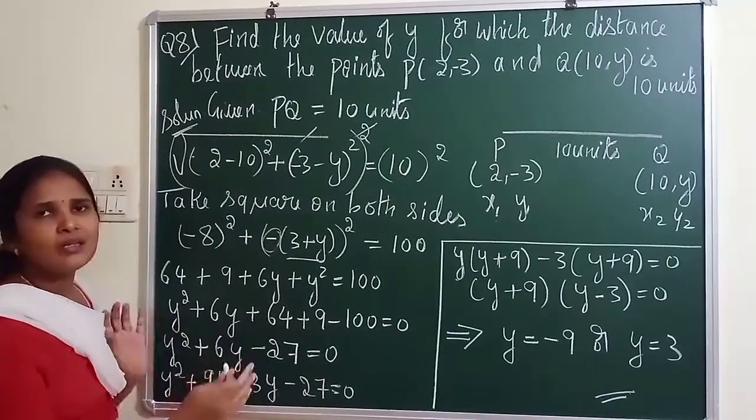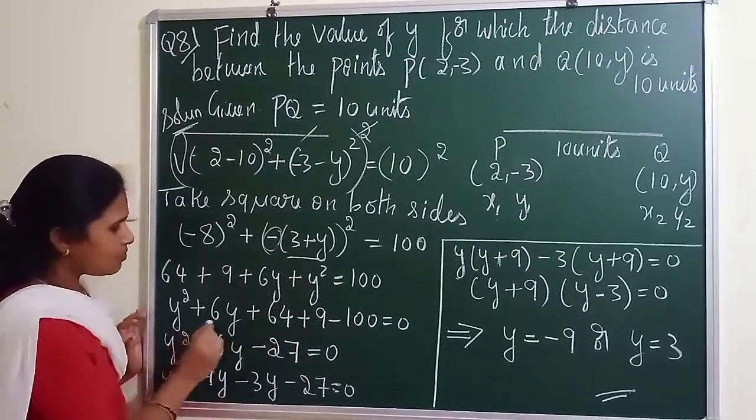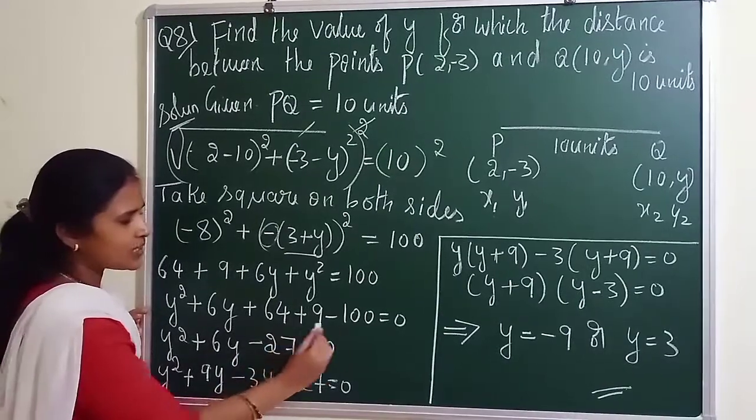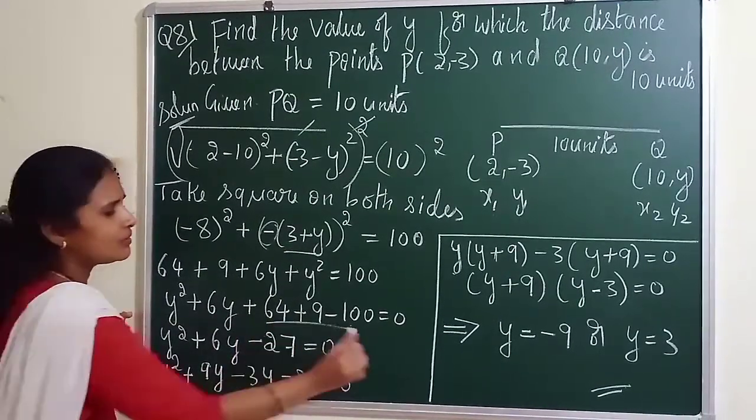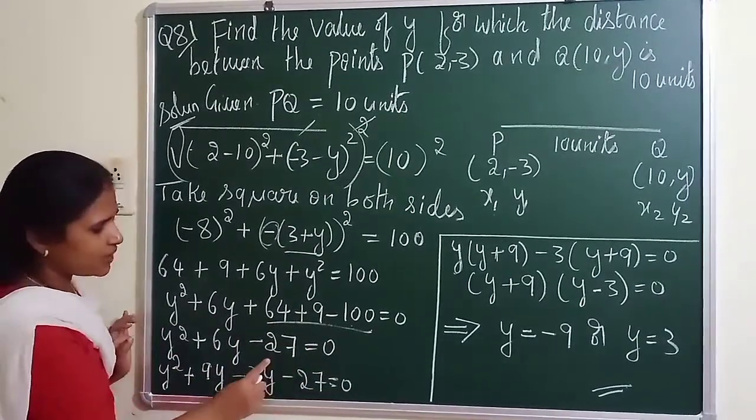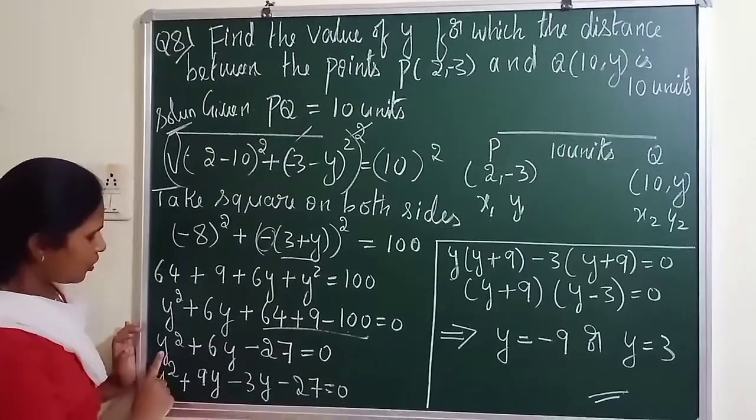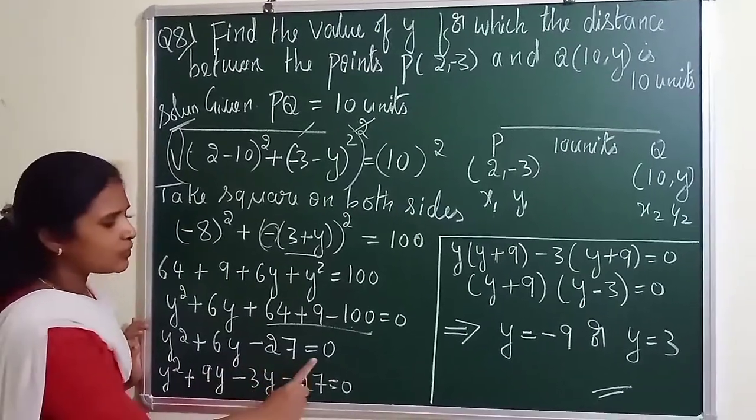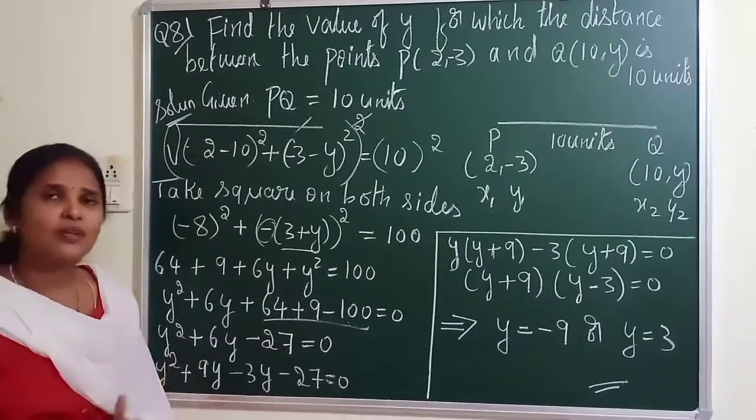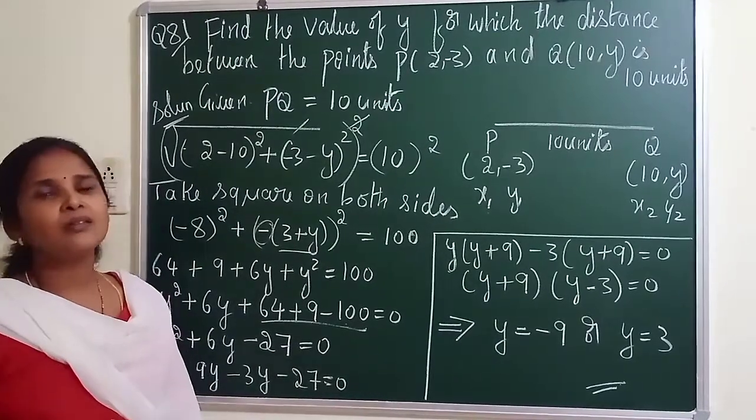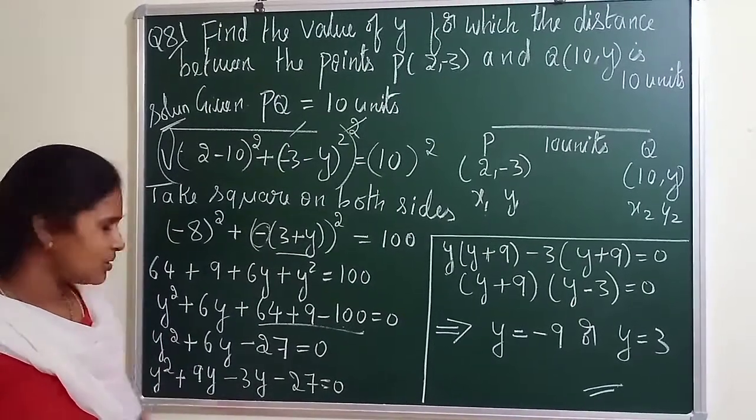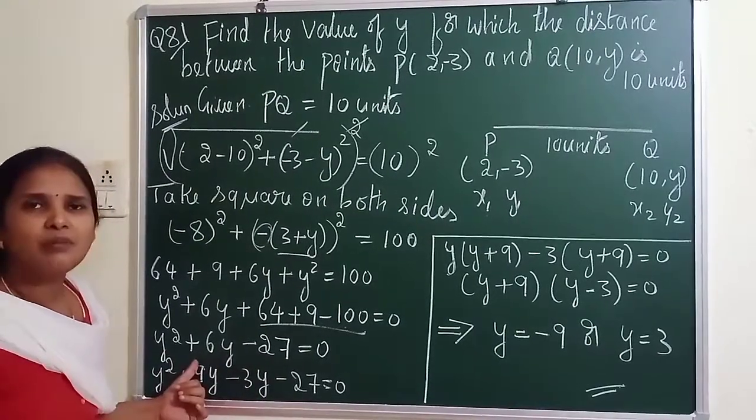So arrange in a standard form: y square plus 6y plus 64 plus 9 minus 100. This 3, when you add and subtract, you get minus 27. So you got y square plus 6y minus 27 equal to 0. So what type of equation is it? You have already learned the chapter quadratic equation. So you got a quadratic equation in variable y.